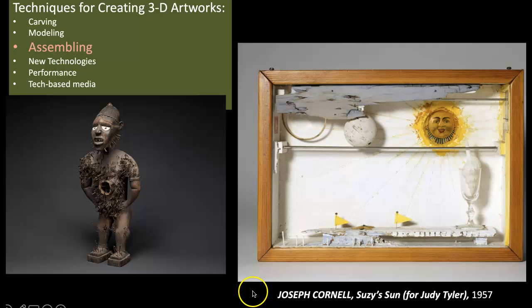Something from the 20th century, as an example of assembling or assemblage, is the work of Joseph Cornell. This is called Susie's Son for Judy Tyler from 1957. And Cornell's work is very recognizable because it has this almost shadow box-like presentation of various found objects that he's collected, whether from nature, whether from discarded commercial products. And so they have references of things that have been discarded or cast off. His work can be very nostalgic and wistful, even surreal.